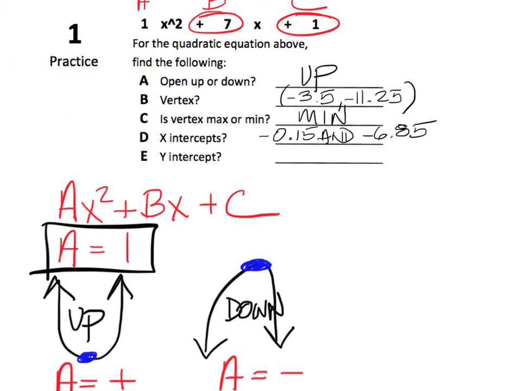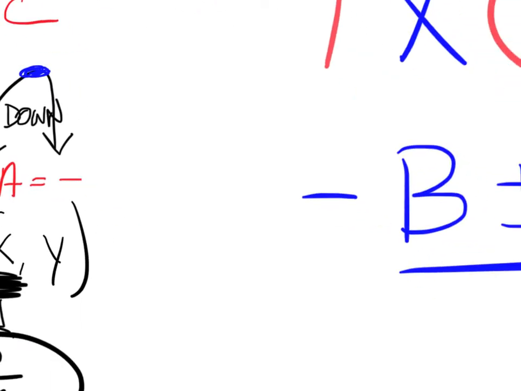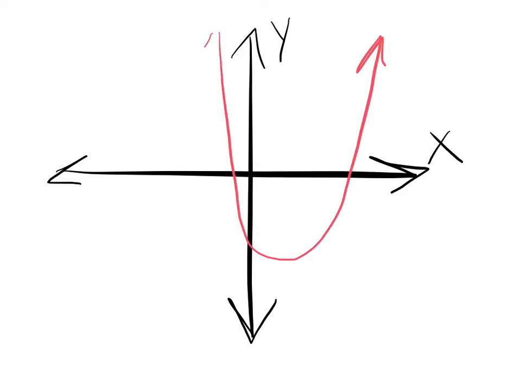We now go to part E, which is the y-intercept. The y-intercept is illustrated over here. Let's say we have a graph on an x, y coordinate plane, and our graph looks like this. A y-intercept is right here. It's where the graph crosses the y-axis.